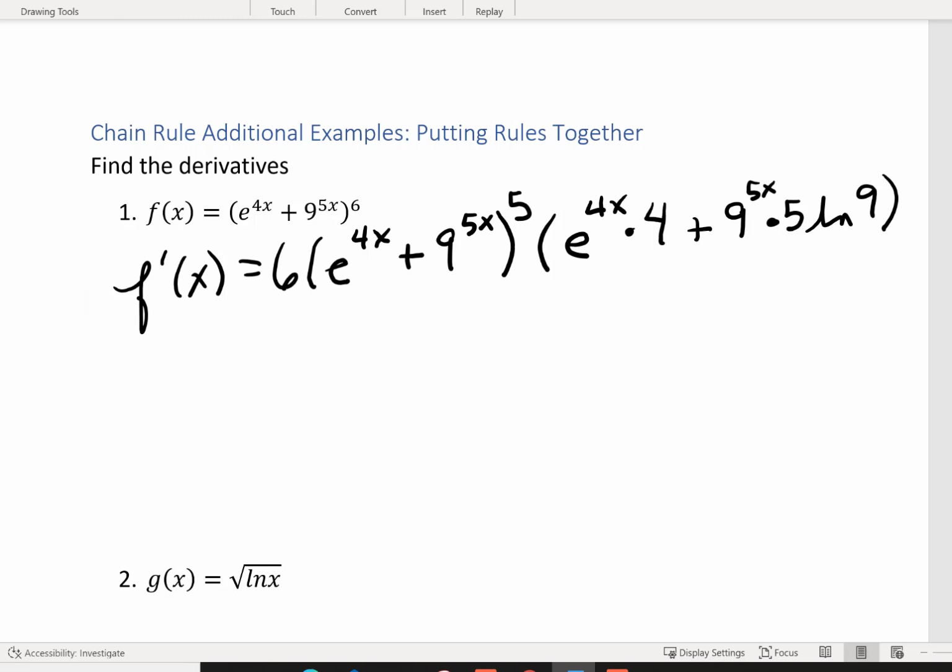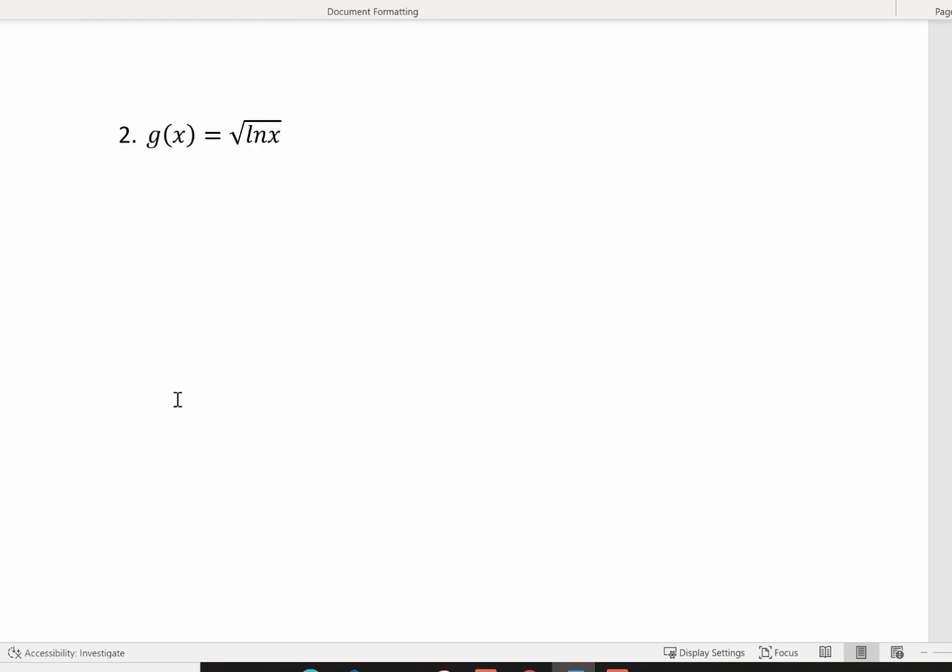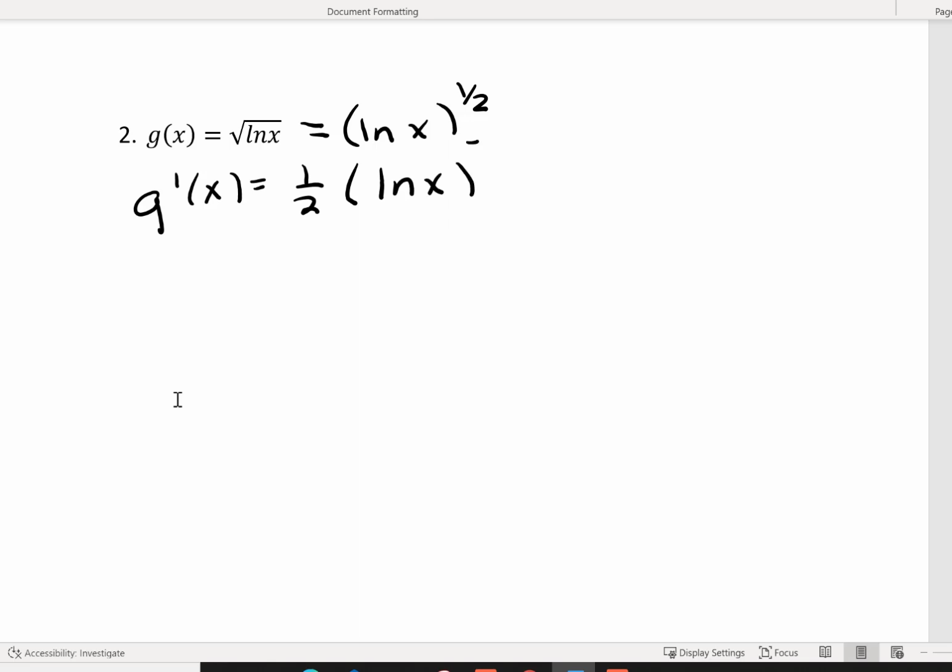We said the chain rule would have a lot of pieces, and you can see here's a bunch of pieces to our answer. Our next problem says the square root of the natural log of x. We want to make sure we recognize the square root as a power. Let's try rewriting this as the natural log of x raised to the 1/2 power. Now when I take the derivative, this is the chain rule. The power comes down, it's 1/2. I keep the natural log of x. Now I change the power. Remember, I'm subtracting 1, I get negative 1/2. Now I go inside. The derivative of the natural log of x is 1 over x.